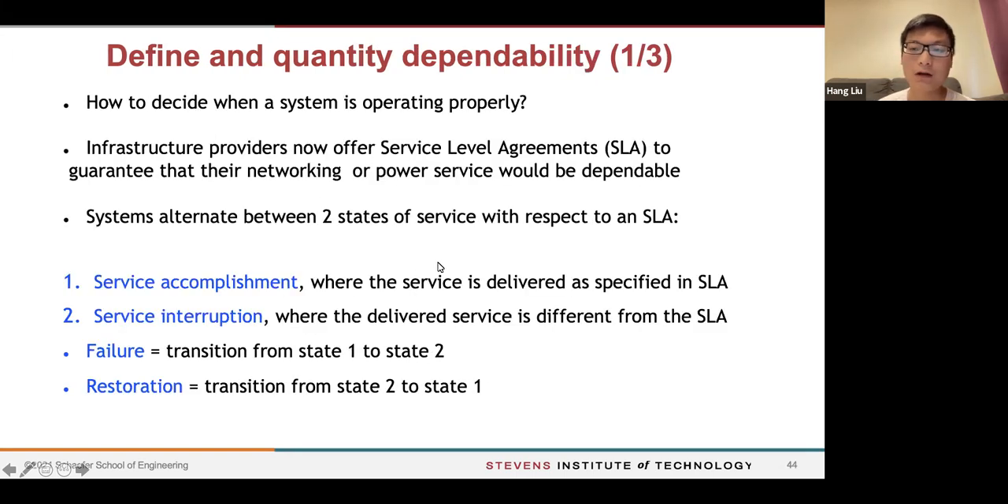That's power and energy, and second is dependability. Dependability is very important. How do we decide when a system is operating properly? I think a couple of days ago, Google was out of service for 5 minutes or so, and people said it lost billions of dollars.